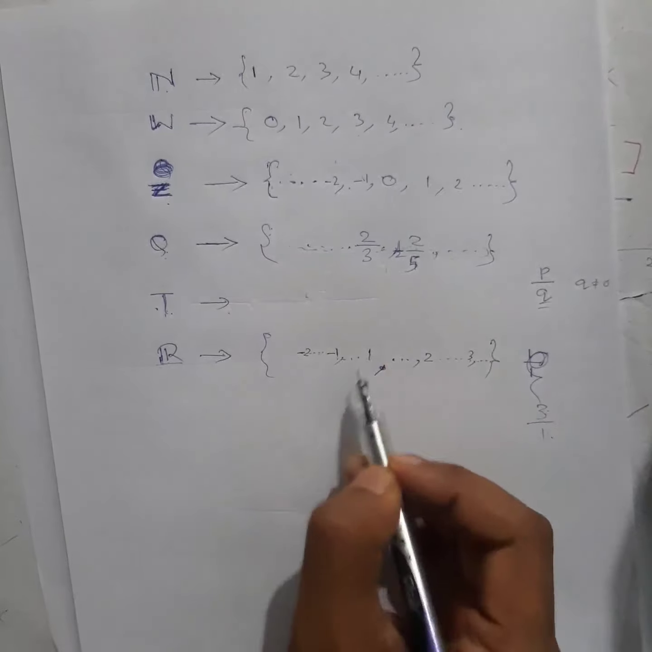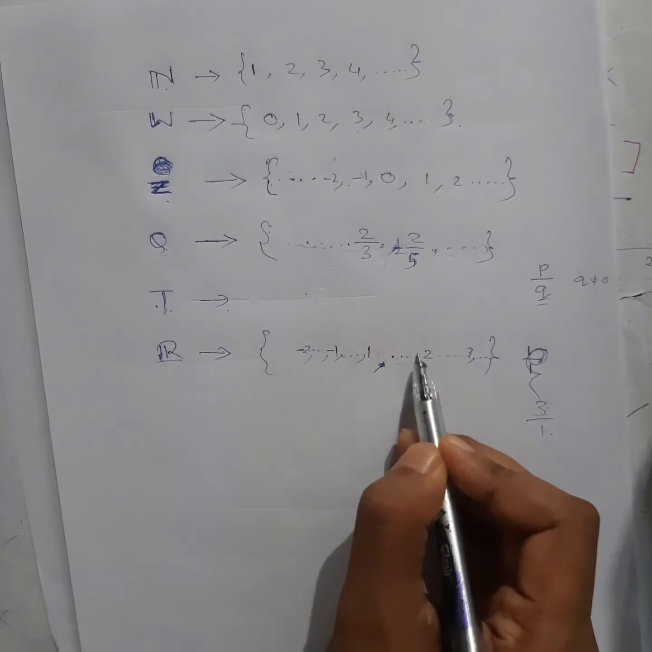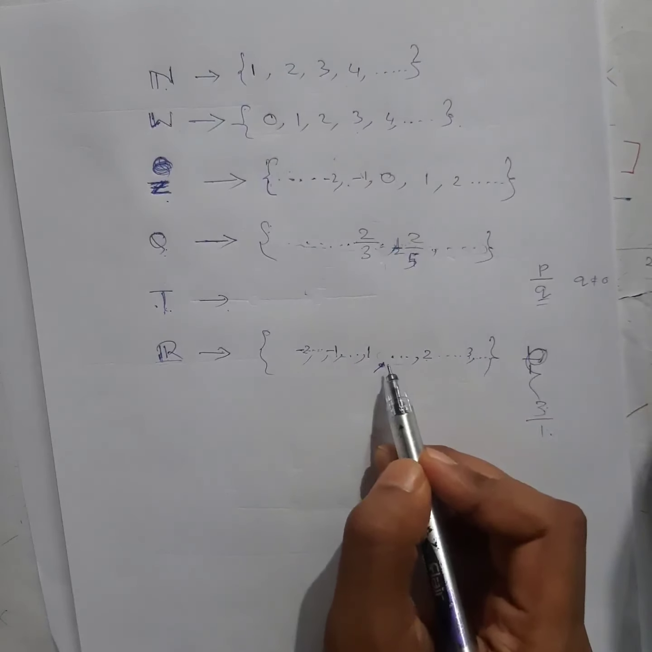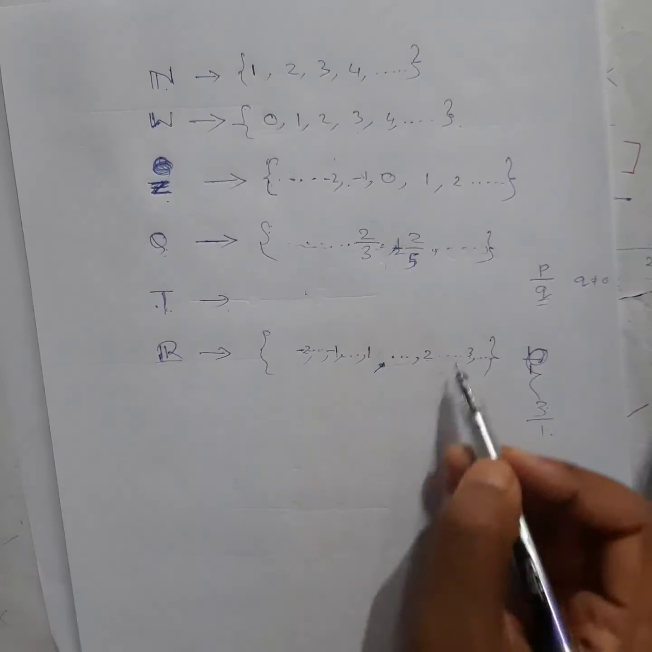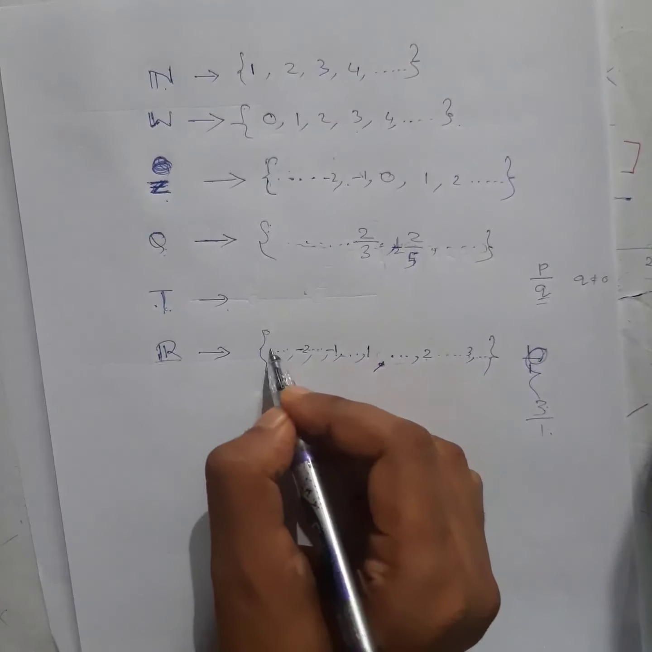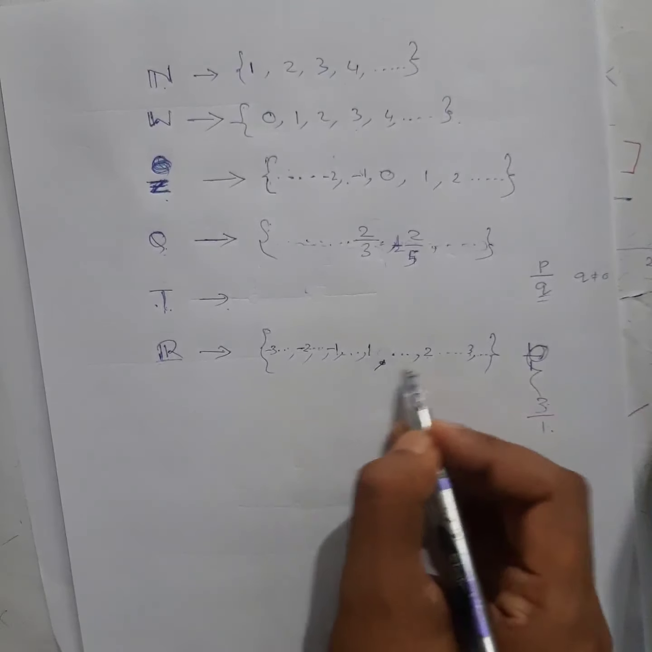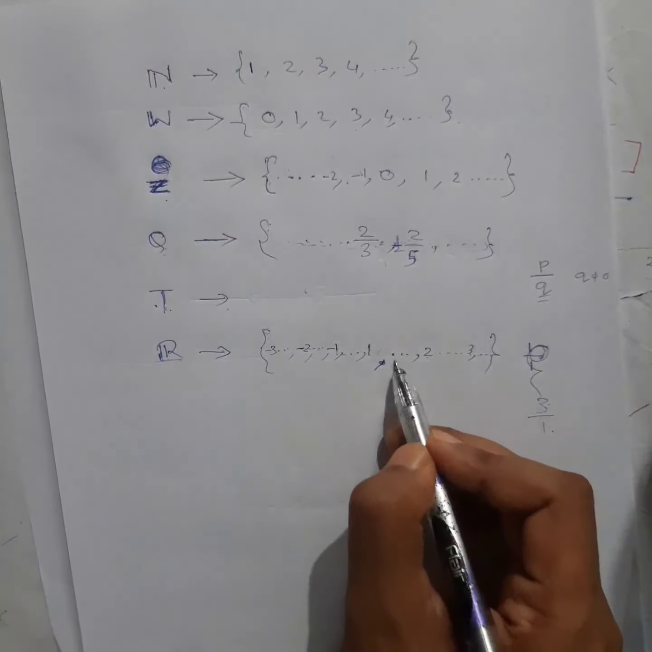Why am I putting dot dot dot? The reason is, between 1 and 2 you know infinite numbers are there, and those numbers are your rational numbers and irrational numbers. So all numbers will be there in this case. Dot dot dot, then again -3. In between these numbers are also infinite. In between 1 and 2, how many numbers are there? Can you tell me?